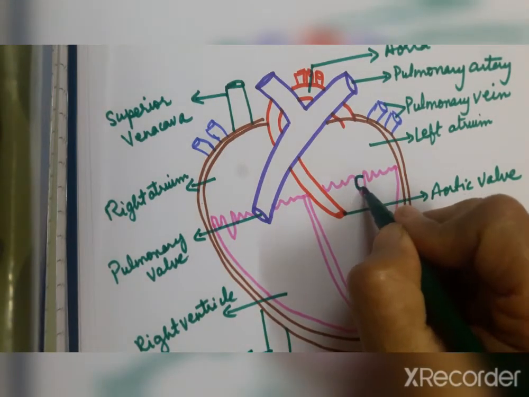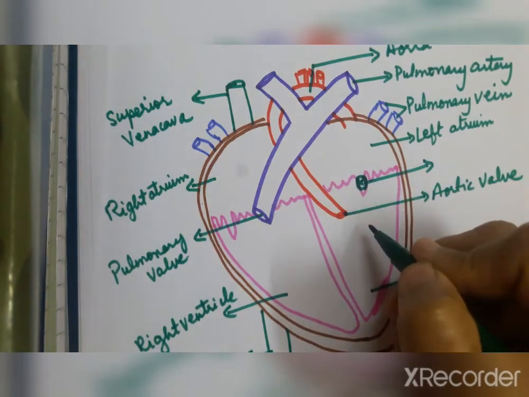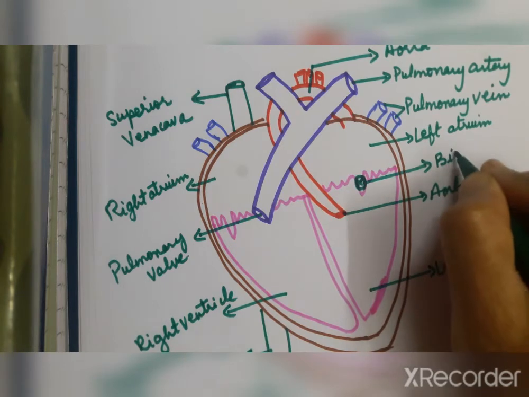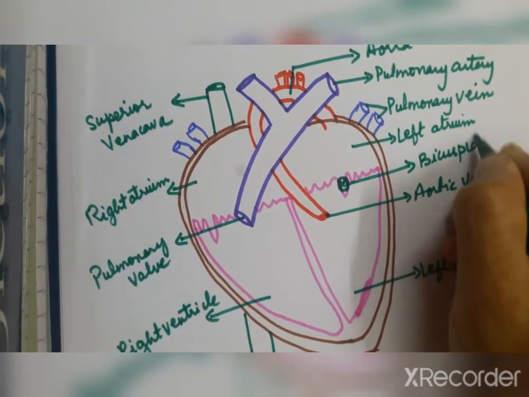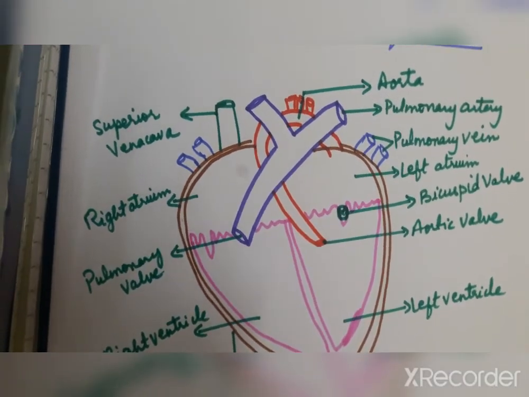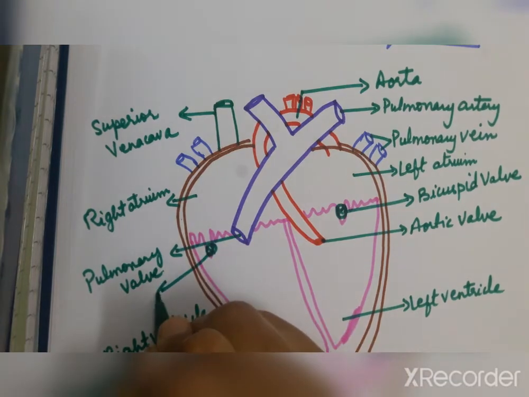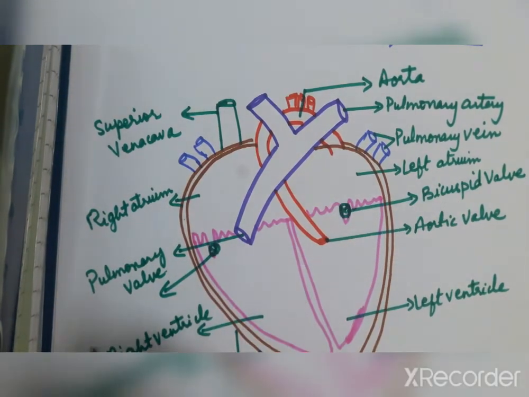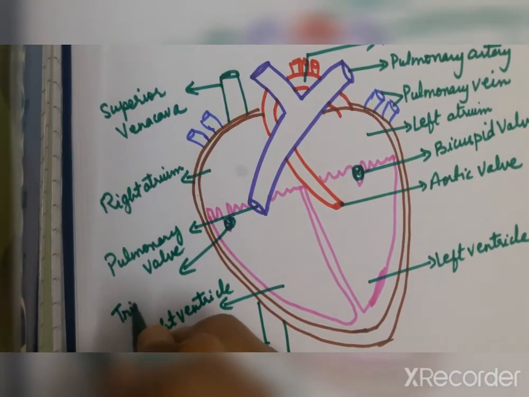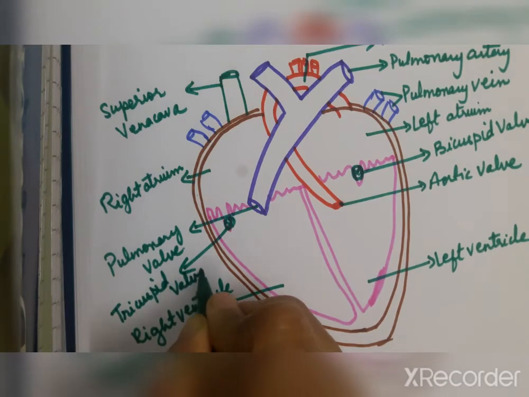Now, this is a valve which separates the atrium and the ventricle, left atrium and left ventricle. It is called as the bicuspid valve, or you can call it as the mitral valve. And here there is another valve which separates the right atrium and the right ventricle, and it is called as the tricuspid valve. So we have 4 chambers and also 4 valves.